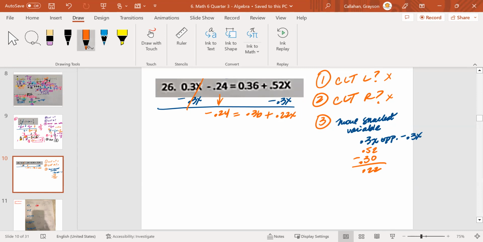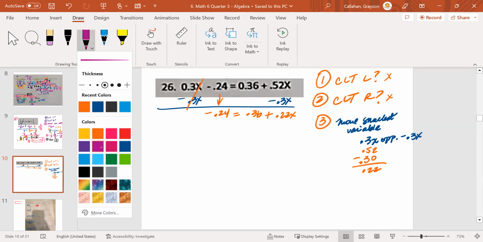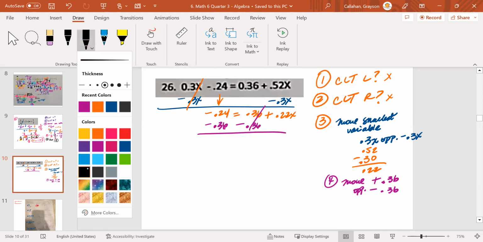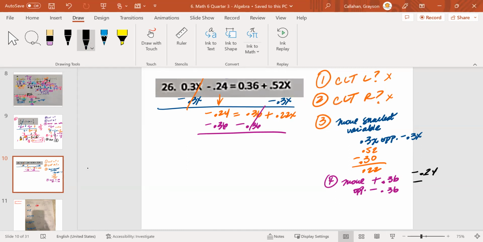So then, what am I going to move next? Since I only have x's now, on one side, what do I move next? So what's opposite of that? On the left side and the right side. What do you get on the left side? What is that? 0.24 minus 0.36.